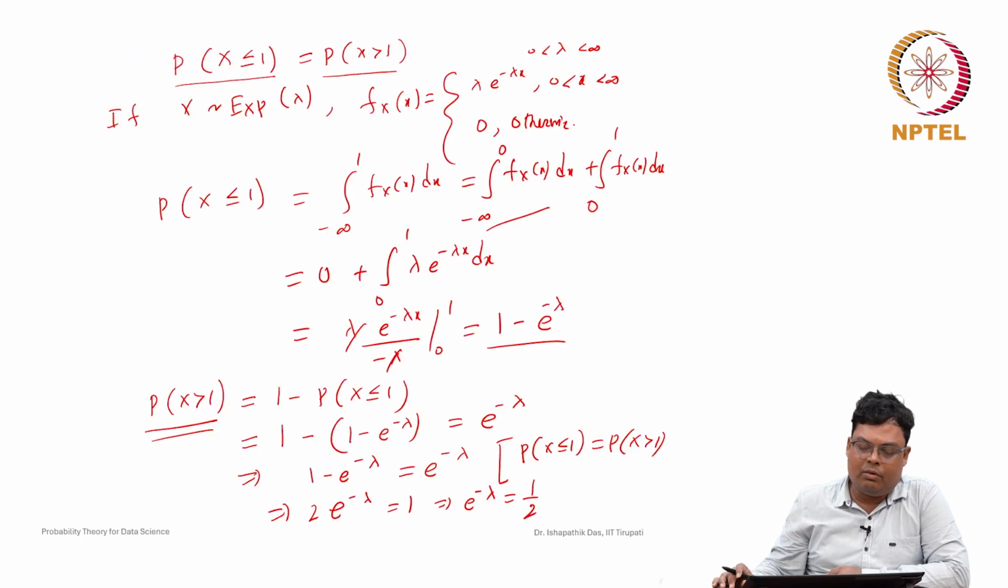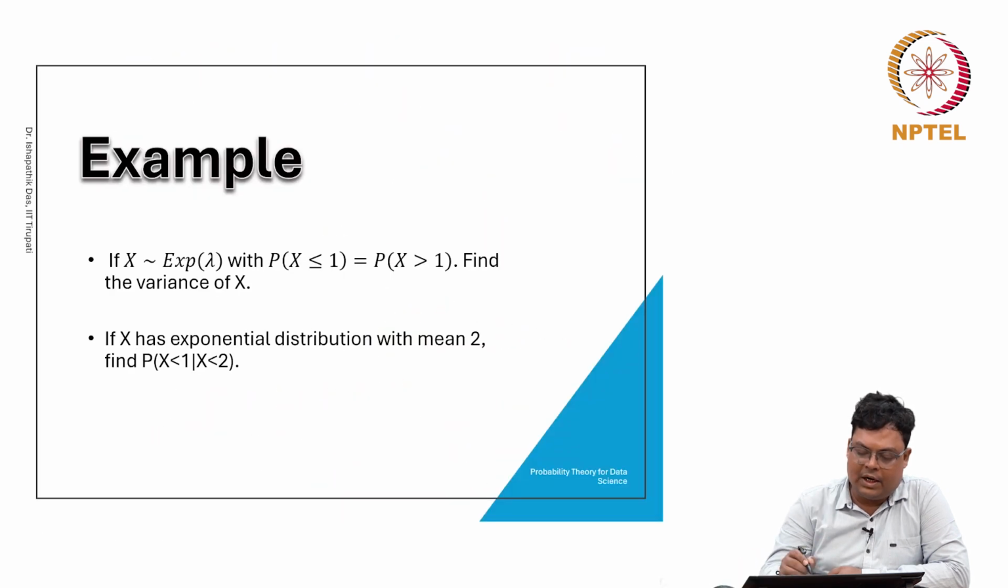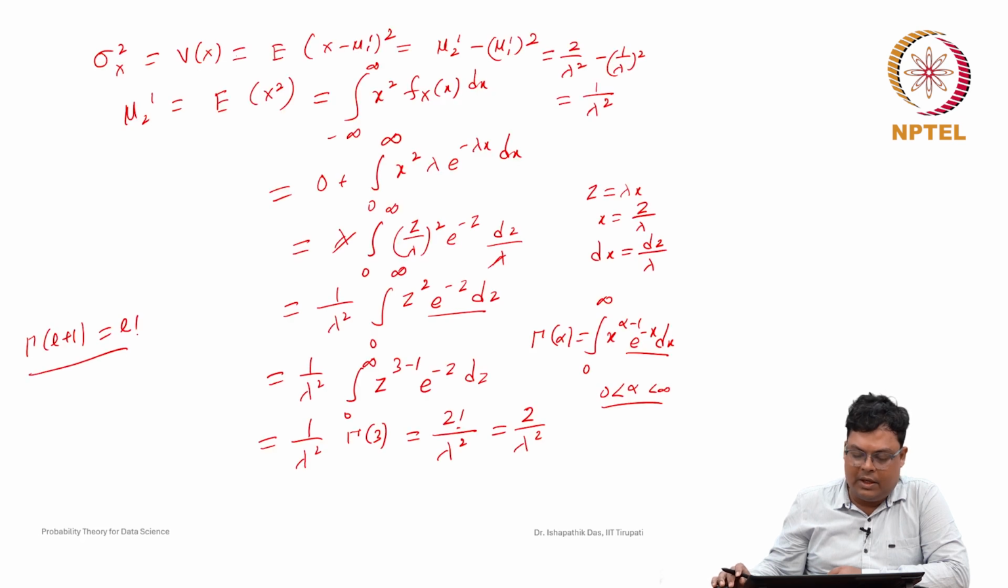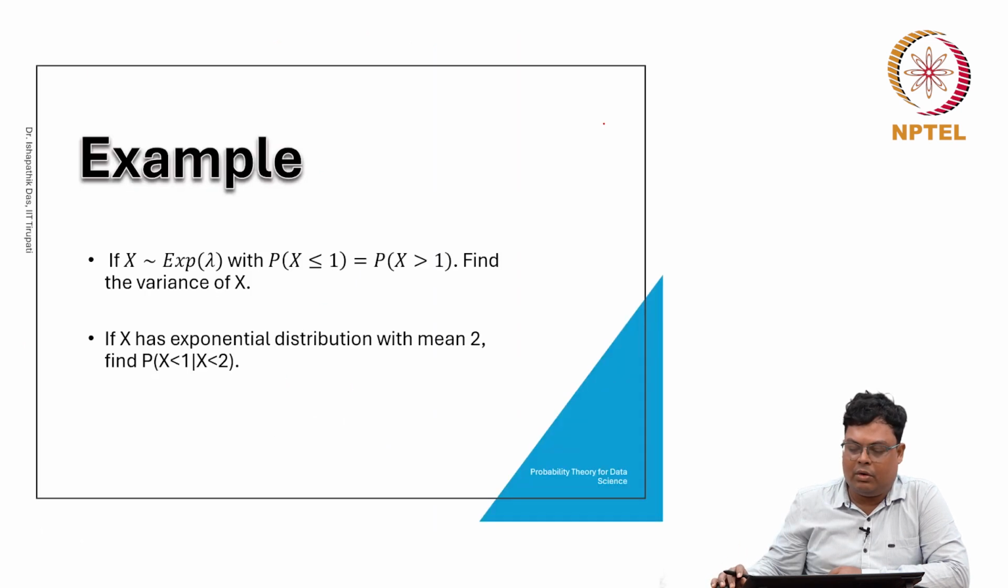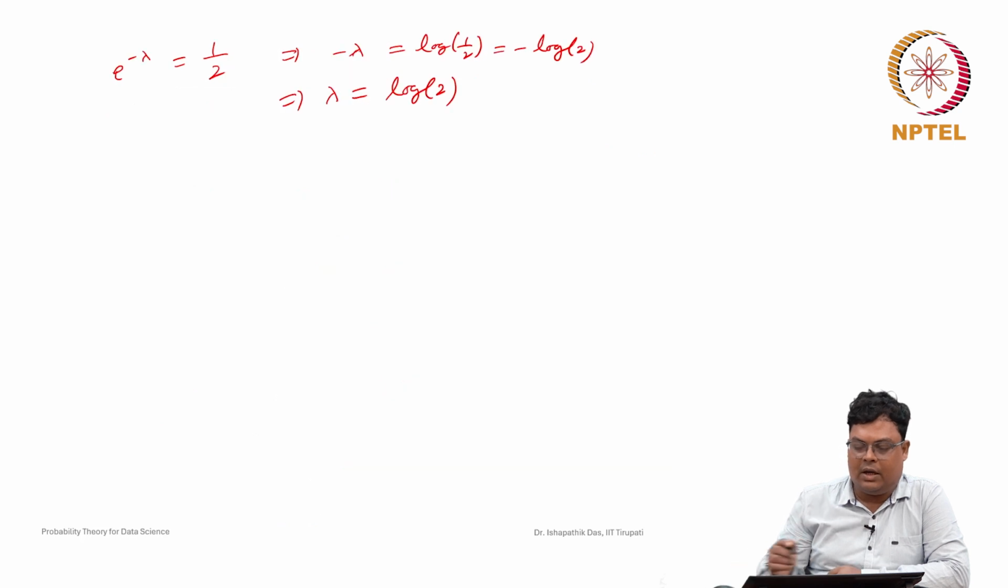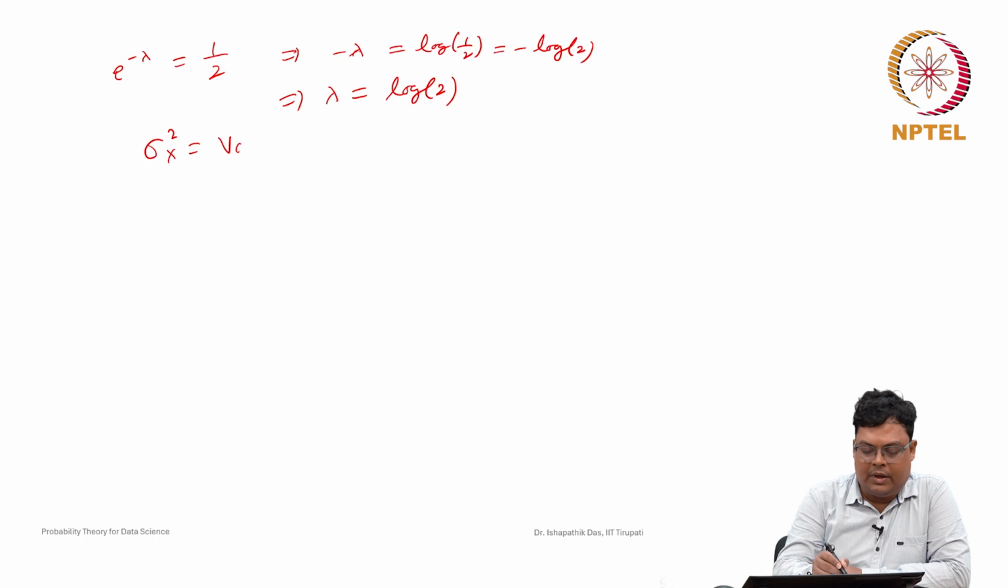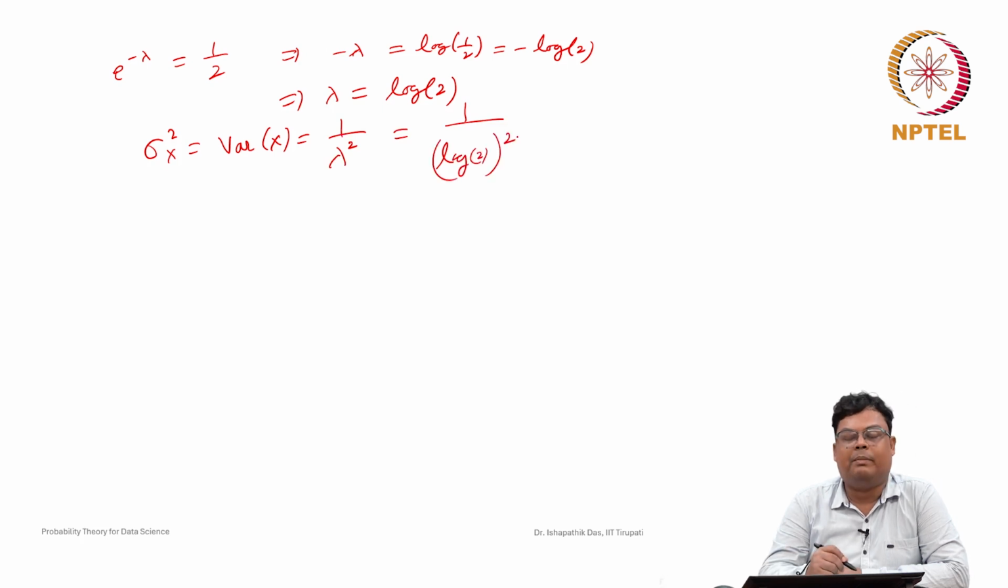Now that you know the value of lambda, the question is to find the variance of x. What is the variance of x? Variance of x is 1 by lambda square. Hence the variance of x, sigma square x, is 1 by lambda square, which is equal to 1 by (log 2) whole square. So this is the variance of the random variable x.